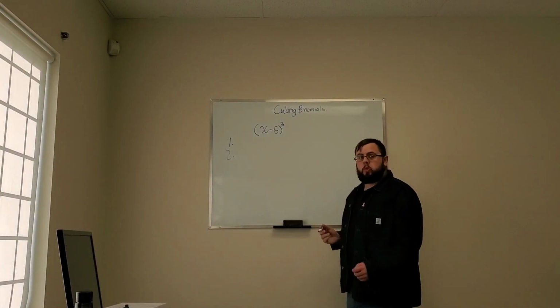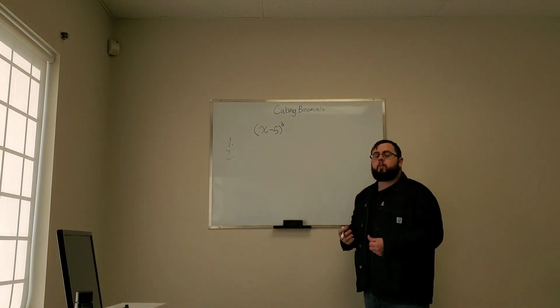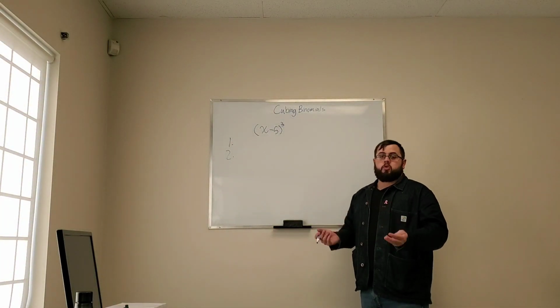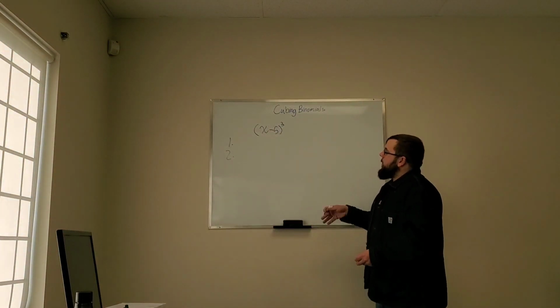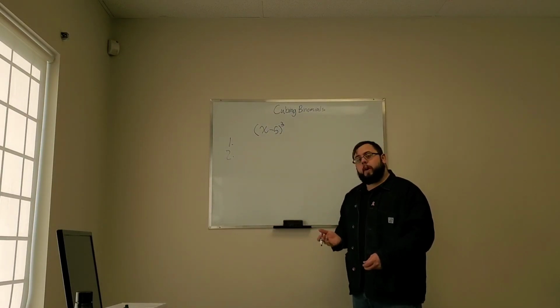We're talking about cubing binomials. Previously we've been doing problems where we take one binomial, multiply it by another one, and then we end up with a trinomial. What happens if we continue on and we try to multiply by a third binomial?